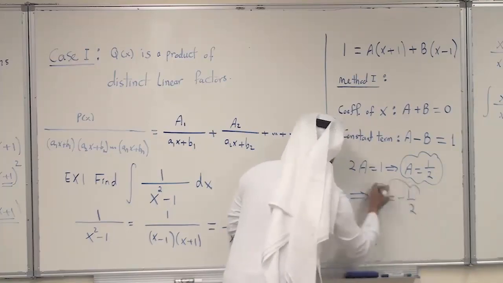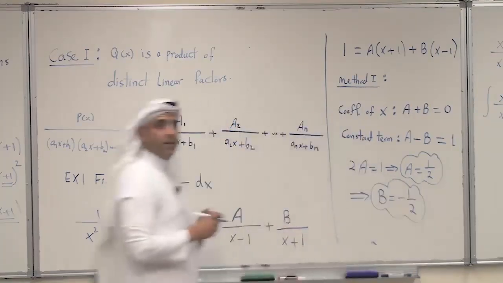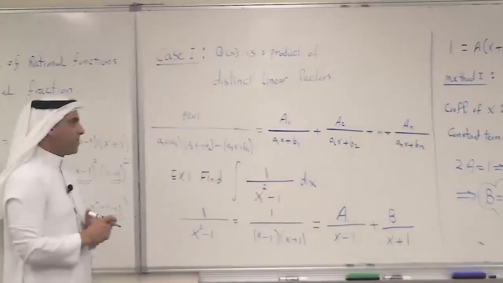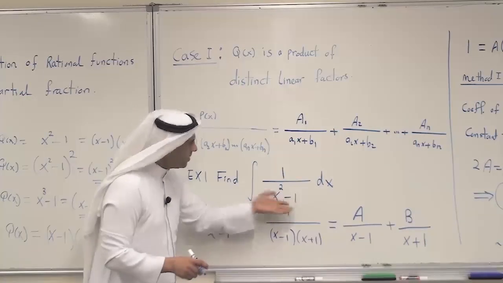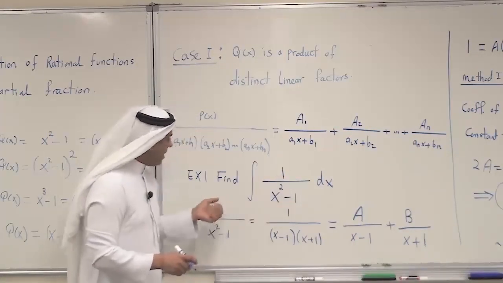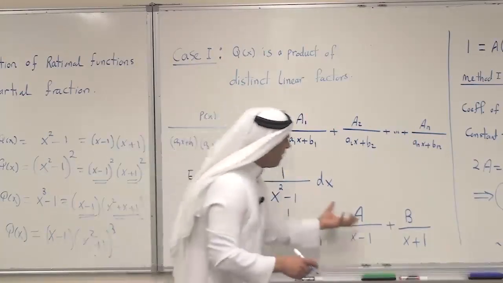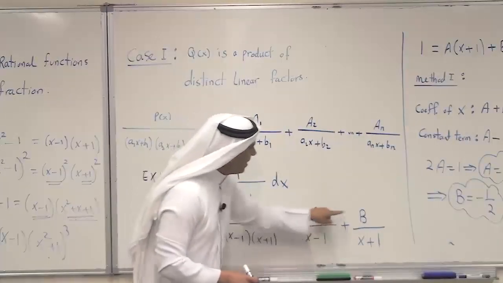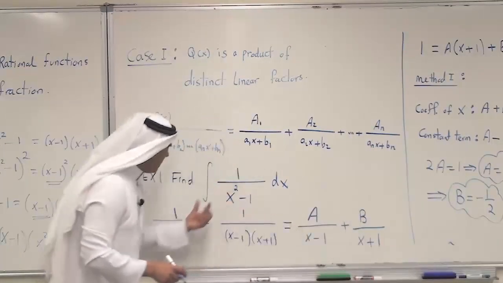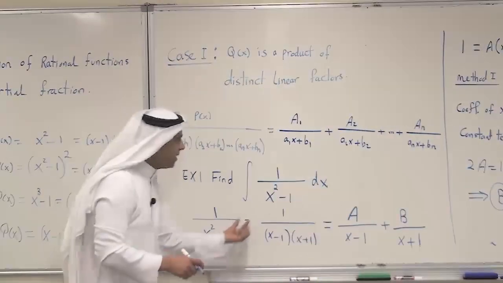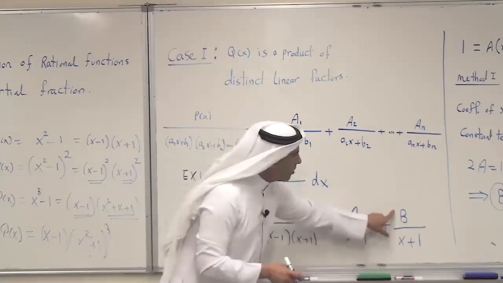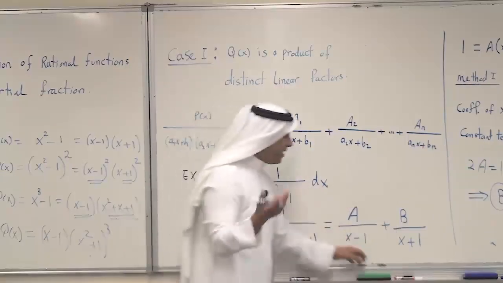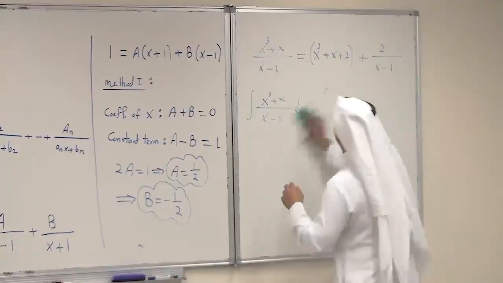What does it mean now? After getting a and b, going back to the question, we need to integrate 1 over x squared minus 1, which cannot be done directly. But after decomposing, we get the value of a and the value of b, so we can rewrite 1 over x squared minus 1 as, what is a? a is 1/2, so this is 1/2, and this is what? Minus 1/2, and then we get the answer. Okay.